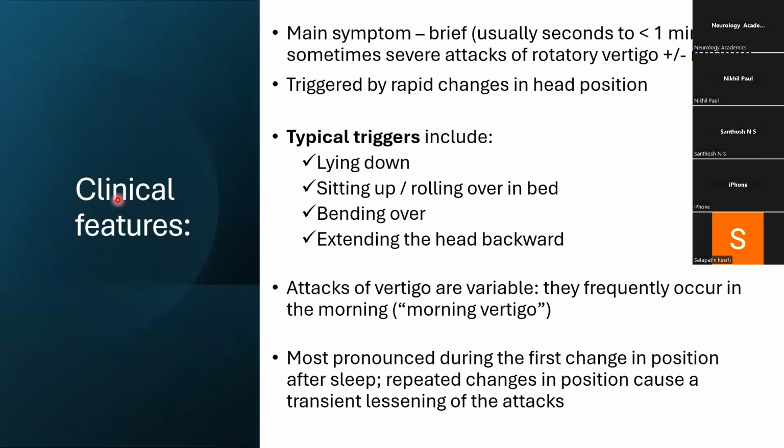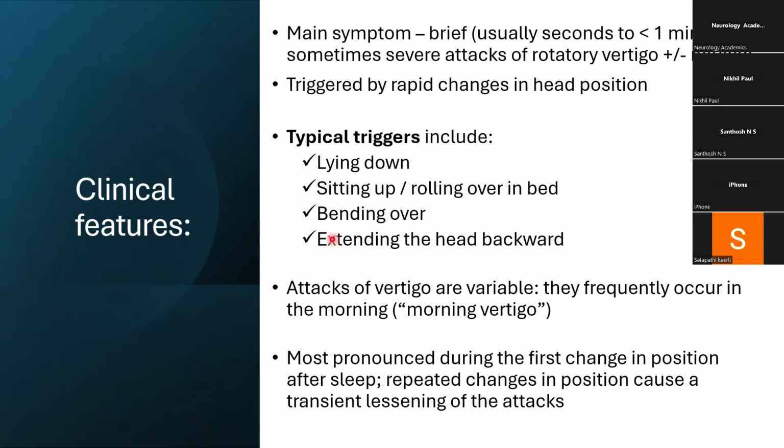So what are the clinical features? Our cardinal clinical feature is brief, severe episodes of true vertigo. And brief means it lasts for a few seconds, and typically what textbooks say it should last under a minute, but maybe up to 2 to 3 minutes is acceptable. So seconds to 1 or 2 minutes, severe vertigo, and invariably associated with nausea or vomiting. And these are triggered by changes in head position.